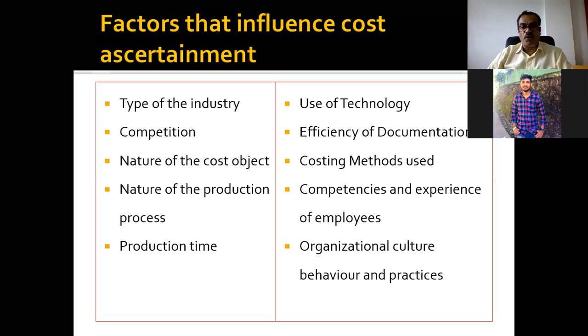Then the nature of the cost object. What type of product, whether it is a house or a small pin, nut, bolt, or ship, it depends. The nature of the production process, how the production process takes place. Different production processes are also there. In some production processes, you take everything and in one go you can finish the product. In the case of bread production, once you mix everything and put it into the oven, you get it out. So easy. There are no other complicated processes.